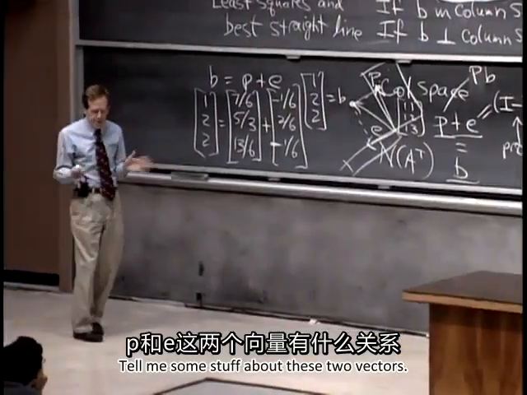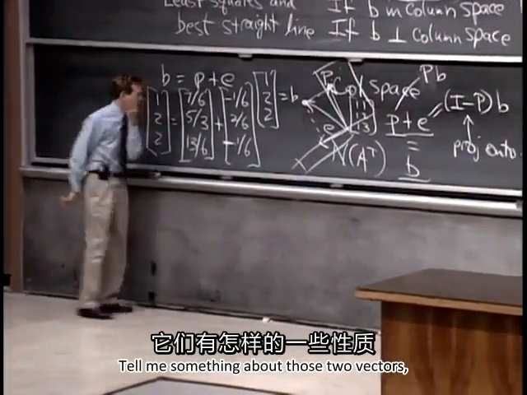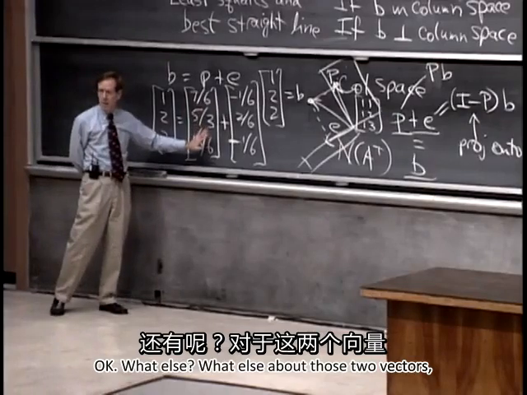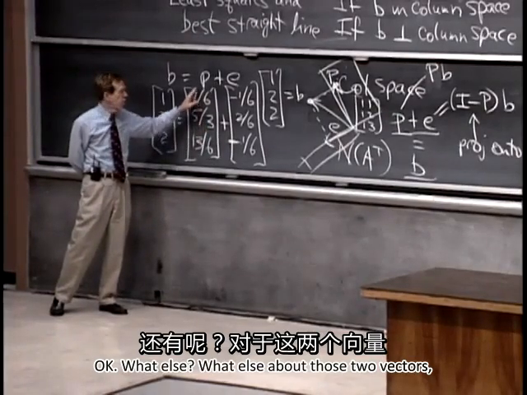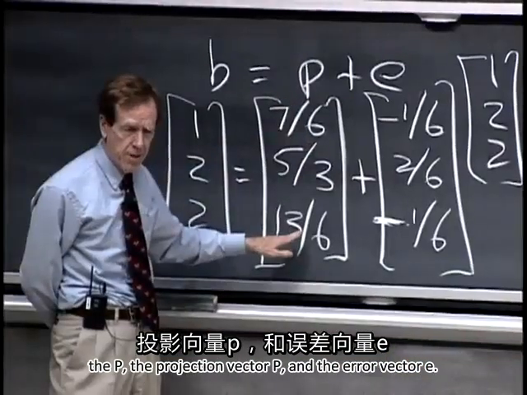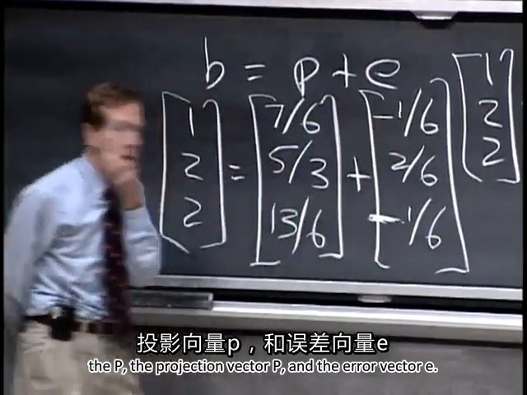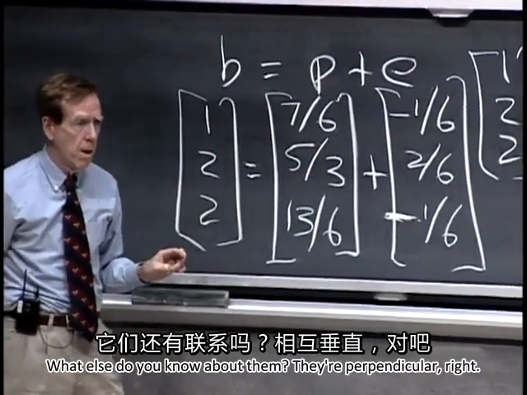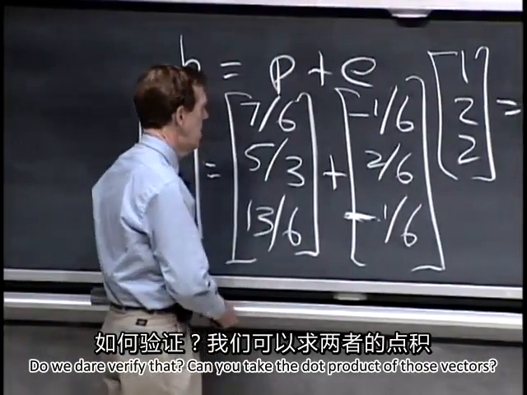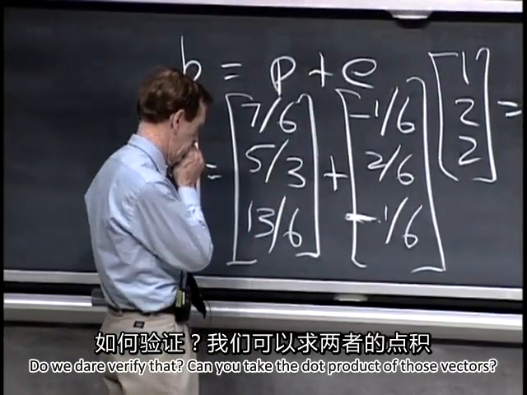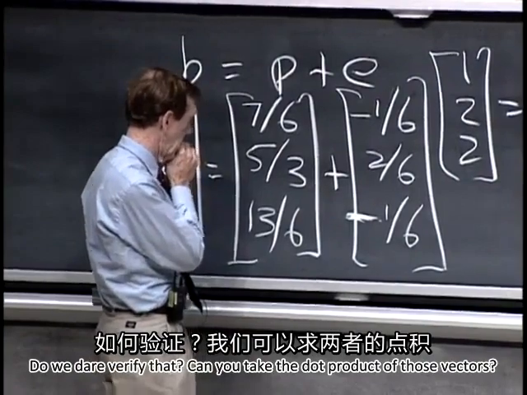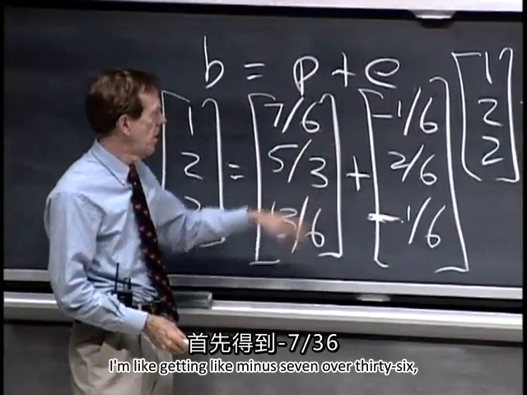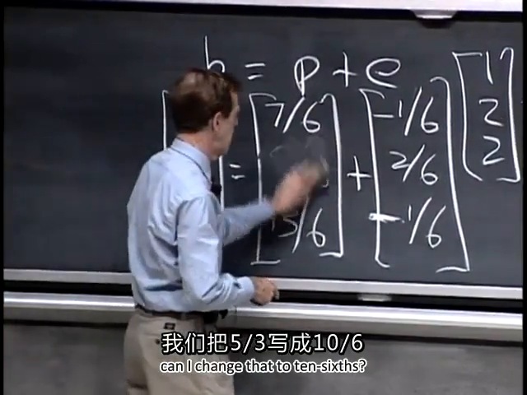Tell me something about those two vectors. What else about those two vectors, the projection vector P and the error vector E? What else do you know about them? They're perpendicular, right. Do we dare verify that? Can you take the dot product of those vectors? I'm getting minus 7 over 36. Can I change that to 10/6?